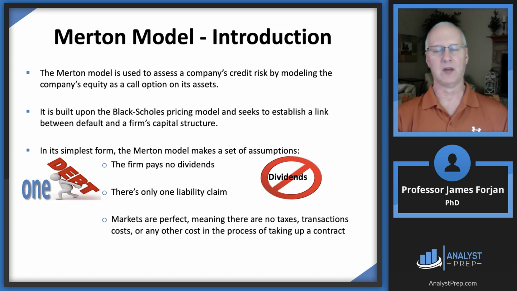Now, we're going to ignore dividends, so let's just suppose that the firm pays no dividends, and there's only one liability claim, like that one coupon bond in my first example. And then we've got to go all the way back to 1958 when Franco Modigliani and Merton Miller introduced their theory of the firm and the capital structure irrelevance proposition. And they came up with all these very limiting assumptions, like the markets are perfect, no taxes, no transaction costs, or no other contractual costs.